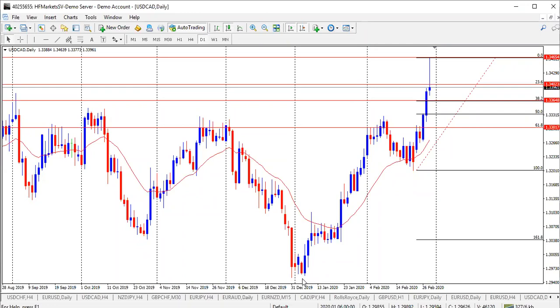If you can master Fibonacci, I've said this a few times and I will say it again, you can have half of your trade settled already. That's if you know how to trade it.